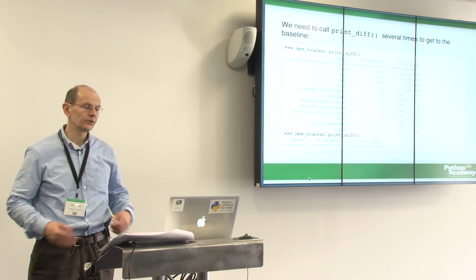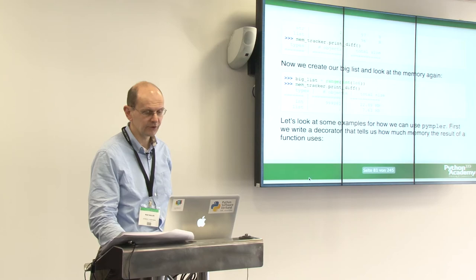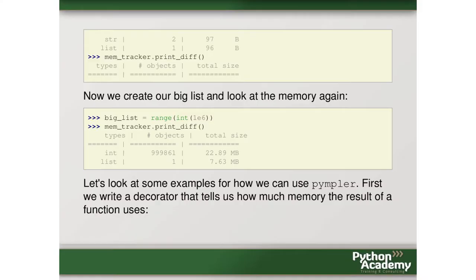This is supposed to be zero because nothing happened. And if you do it again and again, sooner or later you will get to zero. There's always some kind of little bit of measuring error of objects you have. You want to get to zero.